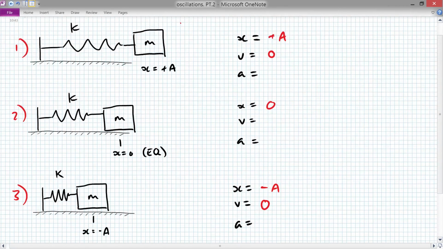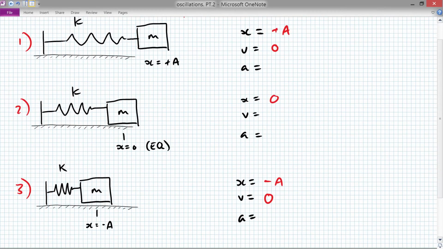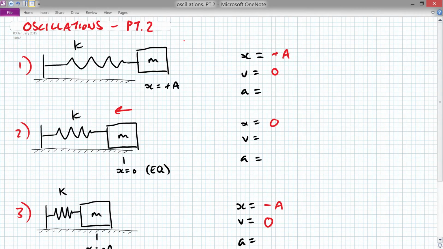Equally, in the middle, we've got a contrasting situation where, depending on which way we're coming, let's imagine we're going from 1 to 2. Sorry, my bad. If we're going from 1 to 2, it will be moving in this direction. So what velocity is it going to have? Well, before we get to this point at 2, there was a force acting on it in this direction, and that will be accelerating it.